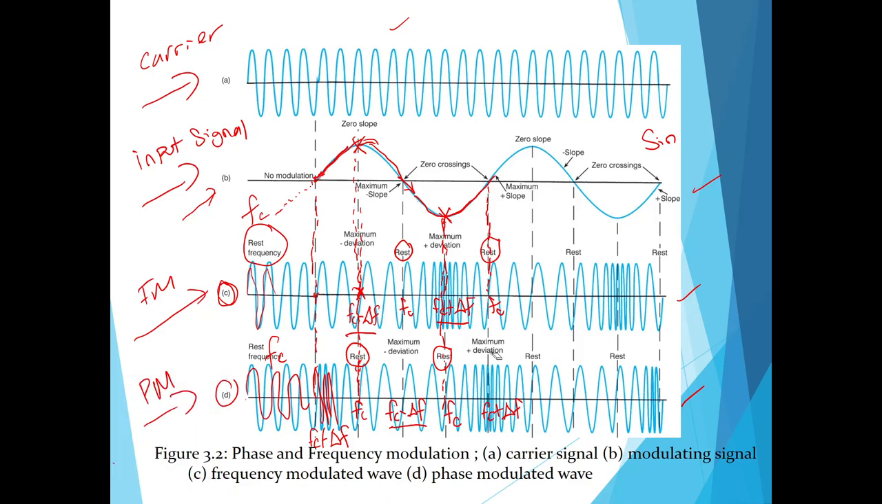Okay, to summarize this, you see that for FM, the critical point is at the peak positive and peak negative of the input message. Untuk FM, perubahan yang critical berlaku ketika input signal berada pada peak positive ataupun peak negative. Dan apabila input signal berada pada zero crossing, maka frekuensi FM dia berada pada rest frequency. Okay, yang ini rest frequency.